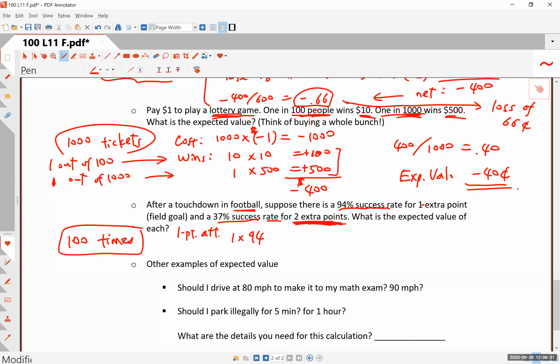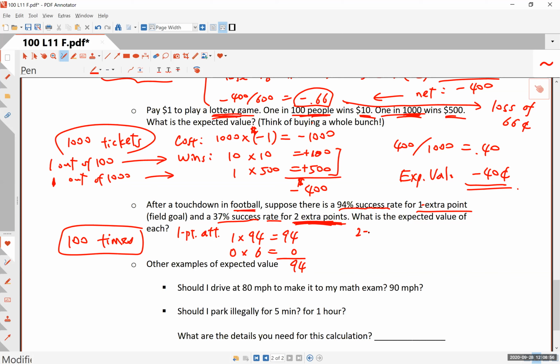If you attempt 1 extra point, basically a field goal attempt, 94 times out of 100 you get 1 point. Okay, now 6 times you fail, and you get 0 points. Right? So that is 94 extra points if you do this 100 times.